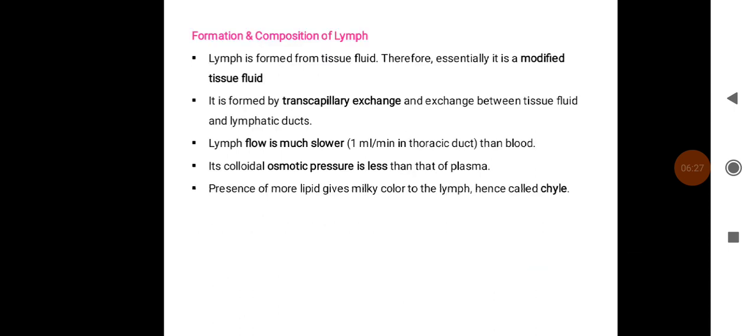How is the lymph formed? The lymph is formed from the tissue fluid, therefore it is essentially called a modified tissue fluid. It is formed by the transcapillary exchange and exchange between tissue fluid and lymphatic ducts. Lymph flow is much slower than the blood. The colloidal osmotic pressure is less than that of the plasma. Presence of more lipid gives a milky color to the lymph, hence it is called as chyle.